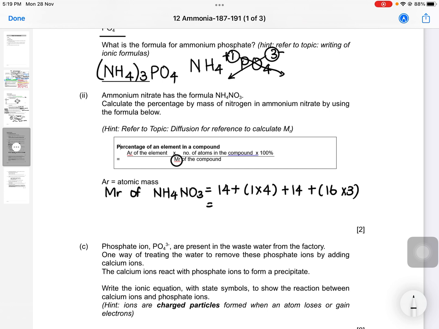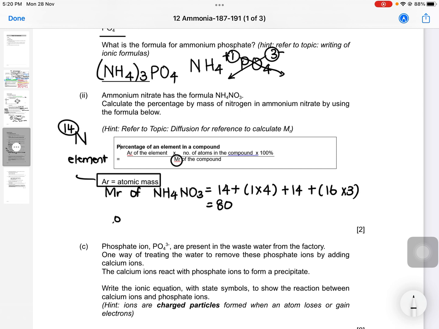80. So when they say Ar of the element, it's actually the atomic mass. Ar means atomic mass. Atomic mass refers to the element. Atomic mass of the element in this case is nitrogen. Nitrogen has a mass of 14. Use the bigger number, which is the atomic mass.